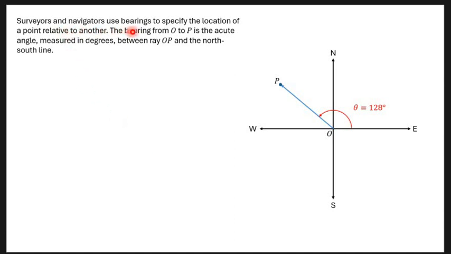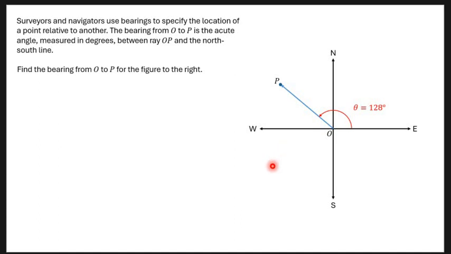Surveyors and navigators use bearings to specify the location of a point relative to another. The bearing from point O to point P is the acute angle measured in degrees between the ray OP and the north-south line. So let's look at an example here where we find the bearing from O to P for the figure over here on the right.